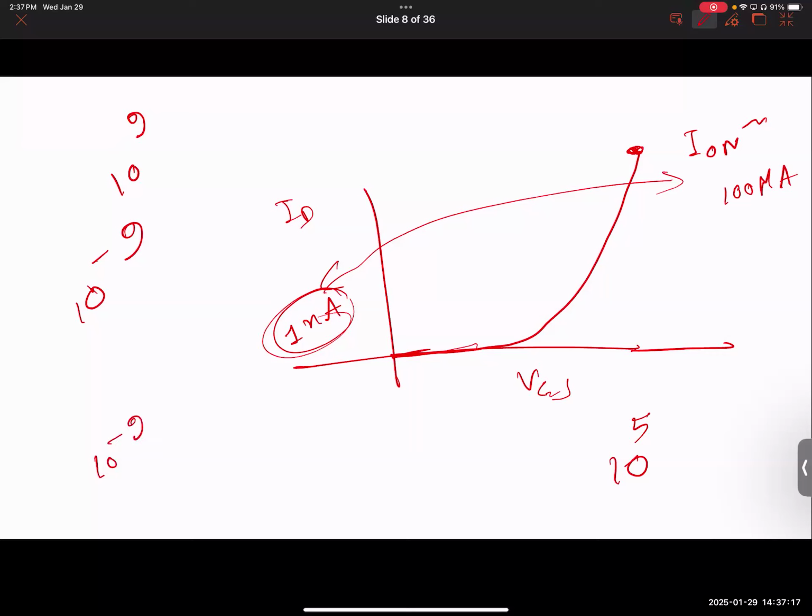10 raised to minus 9 times 10 raised to 9. This was nanoampere, by the way. So 1 ampere. And by the way, leakage is forever. You are not applying any voltage, but it's leaking. You're not turning on the transistor by applying a gate voltage. It's leaking. Now, consider that for a second.